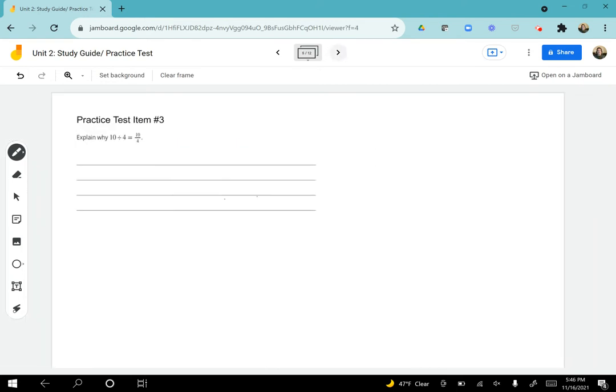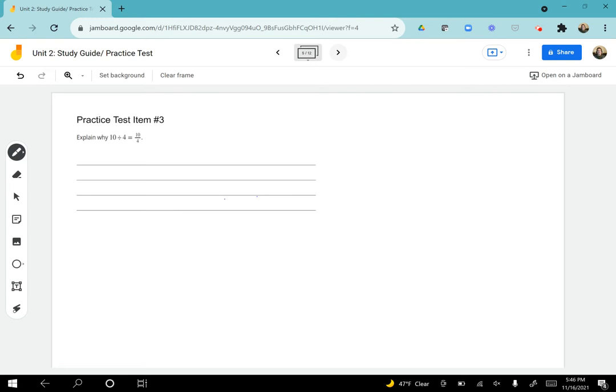Now we need to explain why 10 divided by 4 equals 10/4, and there's a lot of different ways students can go about thinking this. They could draw 10 wholes, split them into fourths. They're considering 1/4 from each whole, so that would be a total of 10/4, which would prove that 10 divided by 4 does in fact equal 10/4.